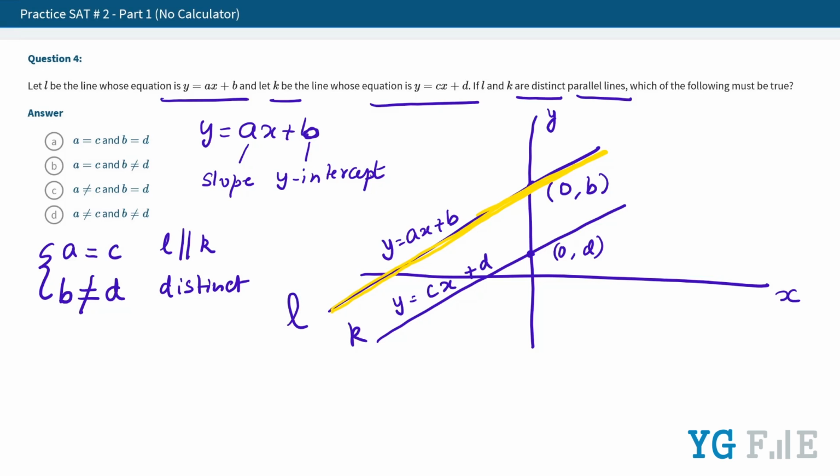Option A is not correct because the lines are parallel, but the condition b equal to d means they are exactly the same line. Option B is correct because the slopes are equal and the intercepts are distinct. C and D are not correct because the slopes are not even equal, which means they are not even parallel. So that's what we find. Option B is the correct answer.